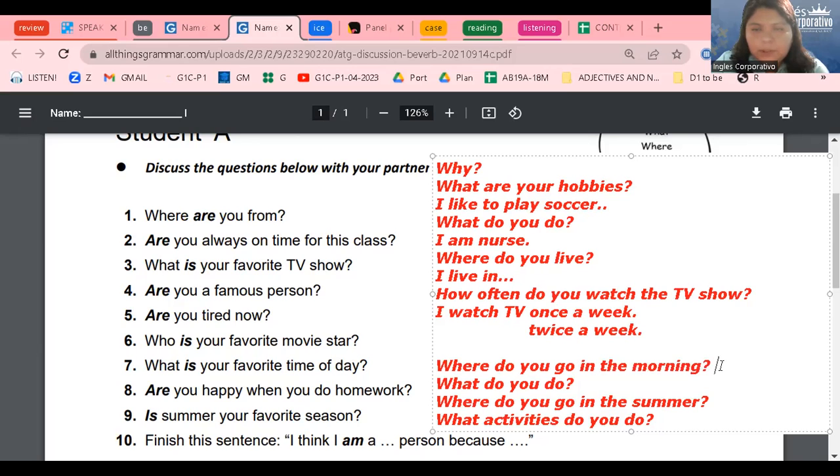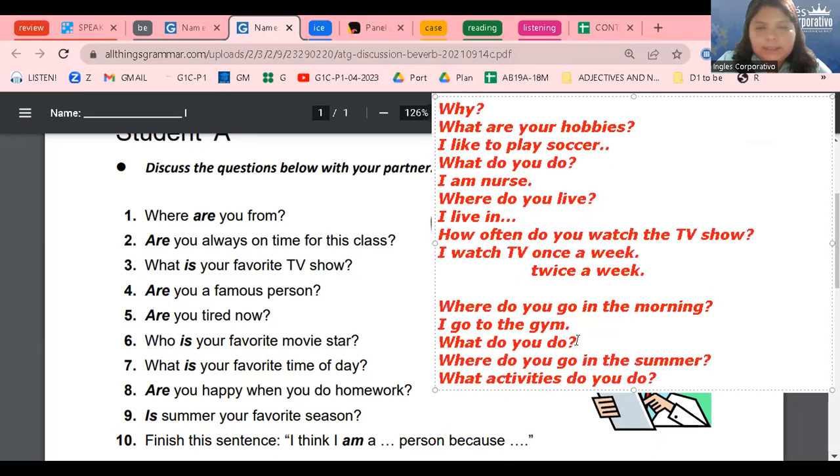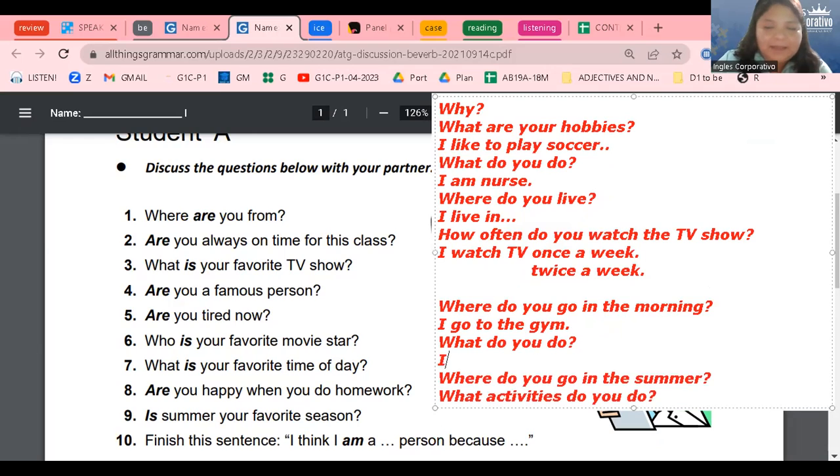Where do you go in the morning? I go to the gym, for example. I go to the gym, I go to the park. I go to work, but that's not really interesting. Okay, and what do you do? Well, this is related to this question. What do you do in the gym, right? I exercise. I run. So you can talk about the activities that you do.